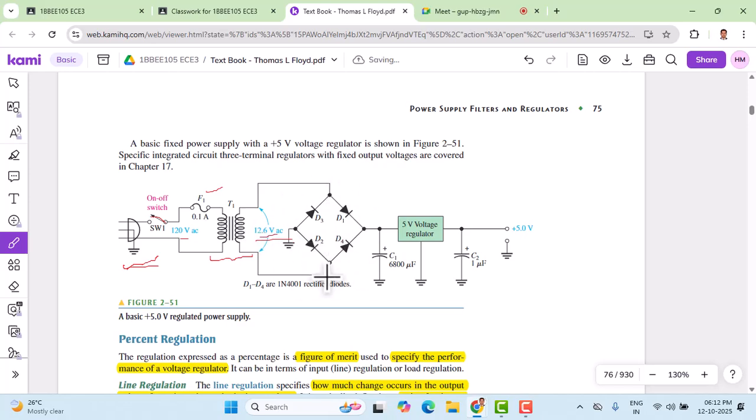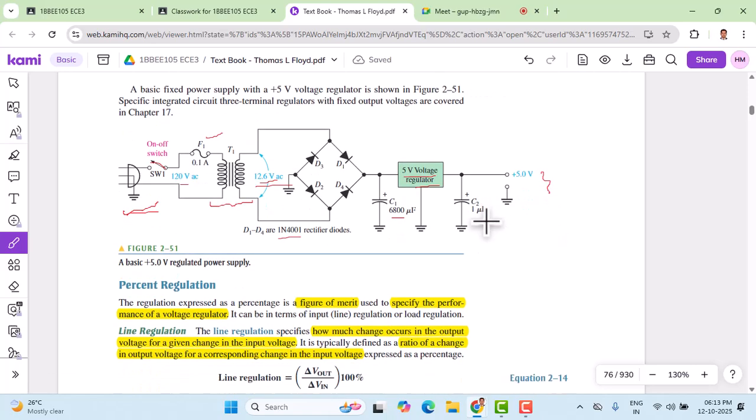And we have a bridge rectifier in which we use 1N4001 rectifier diodes. All these diodes are 1N4001 silicon rectifier diodes, and the output of this is fed to the filter with a capacitor value of 6800 microfarad, and that is given to the 5 volts voltage regulator. Across this, another capacitor is used to smoothen any ripple present in the output of the regulator. And now the regulator output is a constant 5 volts DC voltage.